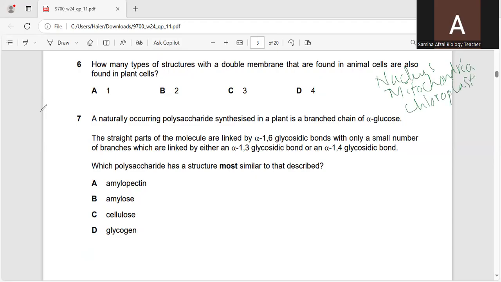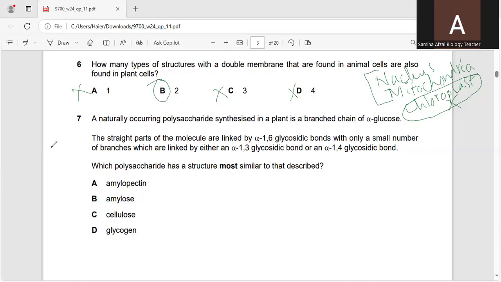So chloroplast is not present in animal cells. So only nucleus and mitochondria are present in both animal and plant cells. So the answer for 6 is D. We have to answer which are present in both animal cells and plant cells. So B is its correct answer.